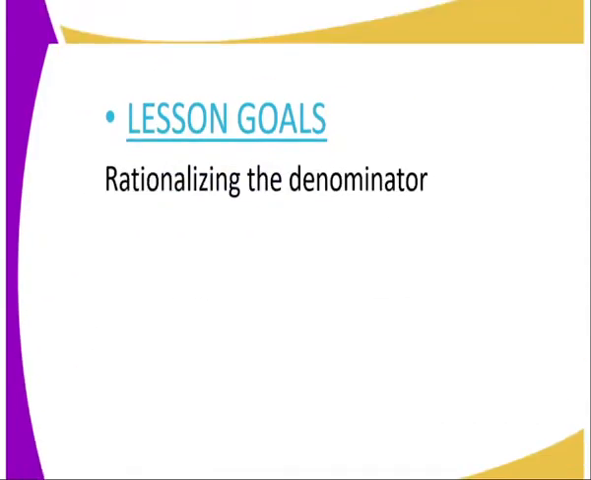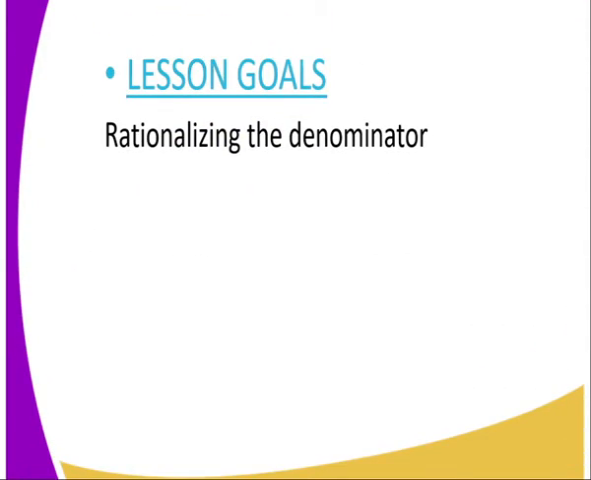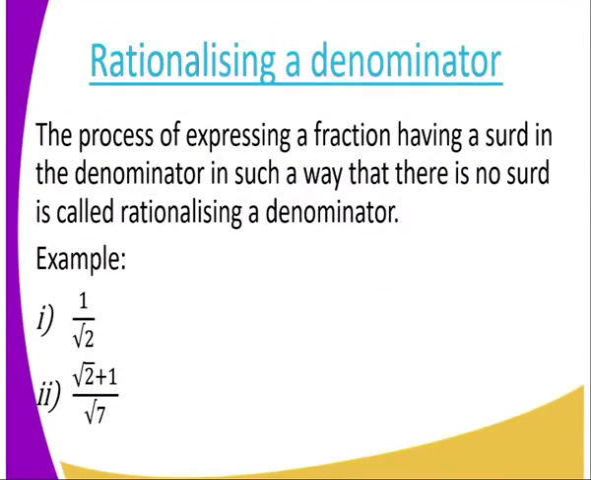Let us look at our lesson goals today. We are going to rationalize the denominators. We start by defining the process. The process of expressing a fraction having a surd in the denominator in such a way that there is no surd is called rationalizing the denominator. So that is the work. We are trying to ensure that the denominator does not have a surd. The denominator is a natural number or a decimal.